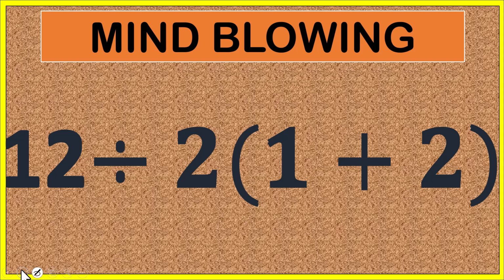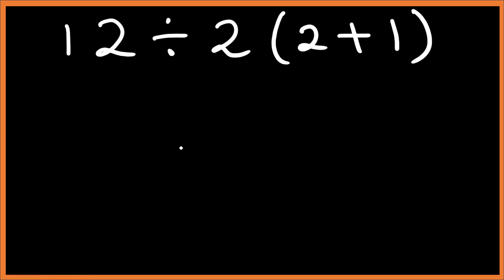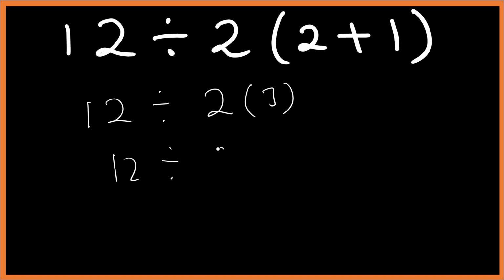All right. Now we are given 12 divided by 2 parenthesis 1 plus 2. So let's see what we will do here. So we have 12 divided by 2. So 2 plus 1 is 3. 2 times 3 is 6. We have 12 divided by 6. So 12 over 6 is 2. So this one is wrong.